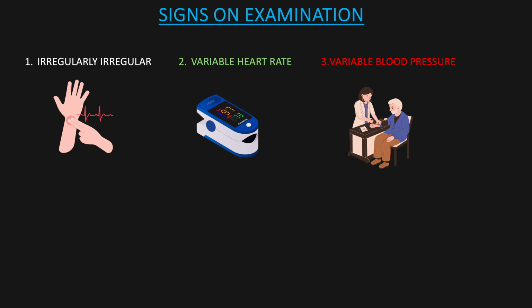And because of that, since the atria are just quivering and they don't know what to do, the blood pressure is variable. If you check the blood pressure 2 minutes after you checked it, it's going to be different. Half an hour is different. 10 minutes is different. Every single time you check it, it's completely different. So he or she has a variable blood pressure. Then the patient can have heart failure symptoms.